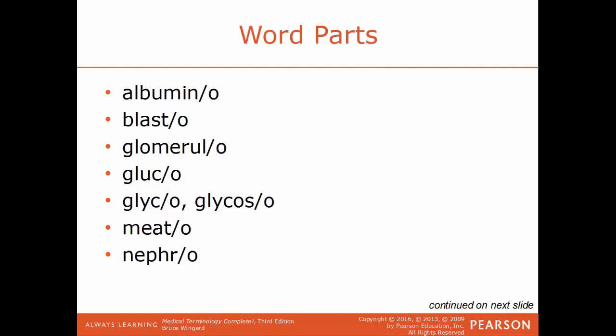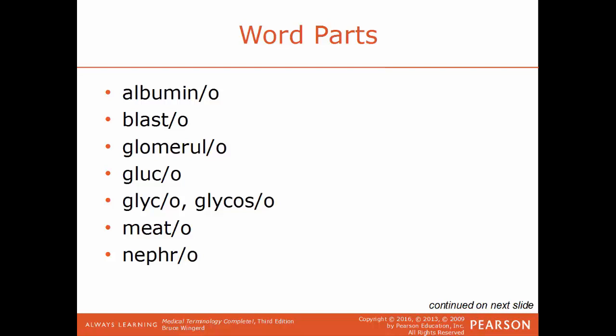The first one, albumino, is a reference to a protein. Blasto is a reference to a developing cell. Glomerulo is a reference to the glomerulus, which is a filtering unit within the kidney. Gluco is a reference to glucose, or sugar. Same thing with glyco, or glycoso. All those are a reference to a sugar.